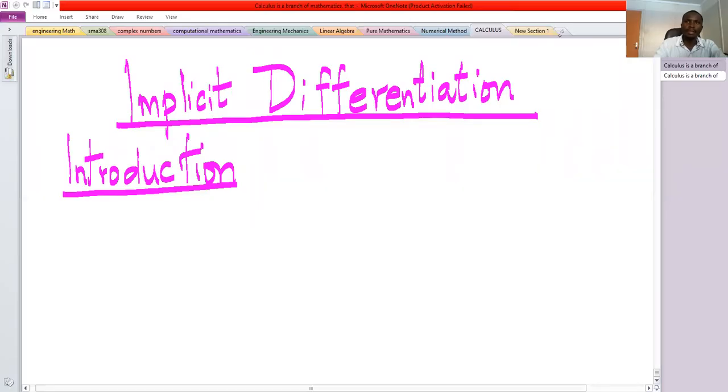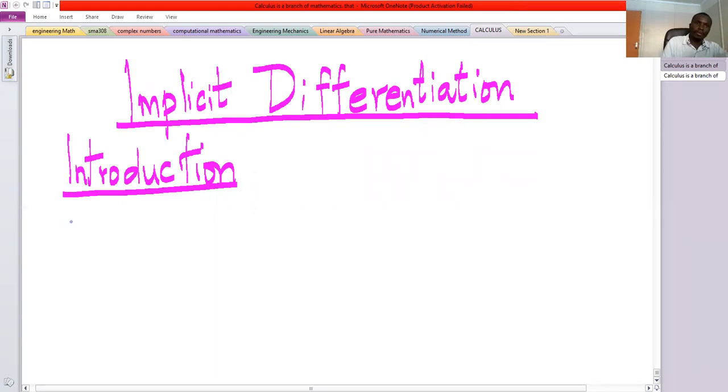Welcome to this class. In this session, we are going to introduce the concept of implicit differentiation. So we'll differentiate between functions which are implicitly defined and functions which are not implicitly defined, and then state the steps to follow to carry out implicit differentiation. And in the next session, we'll do examples.